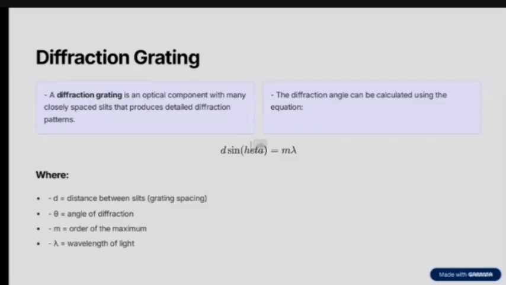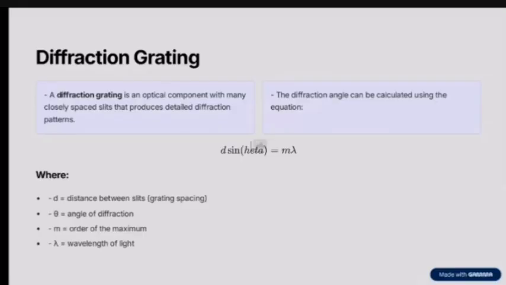So the formula to calculate the distance between one diffraction grating and another is this formula: d sine theta equals m lambda, where m is the order of the maximum. Usually this m is given in the question. Most of the time they will give you the order, which is the order of diffraction. That's what they call the m.